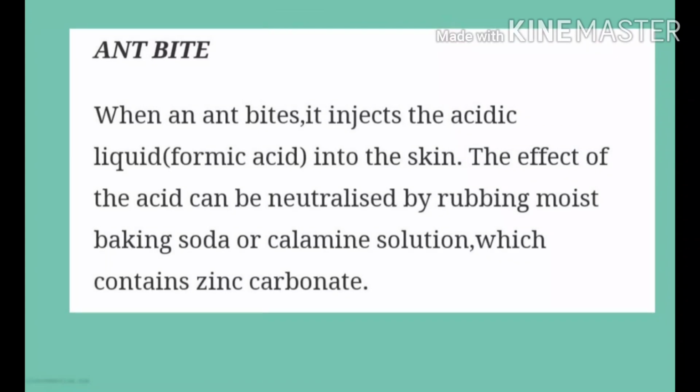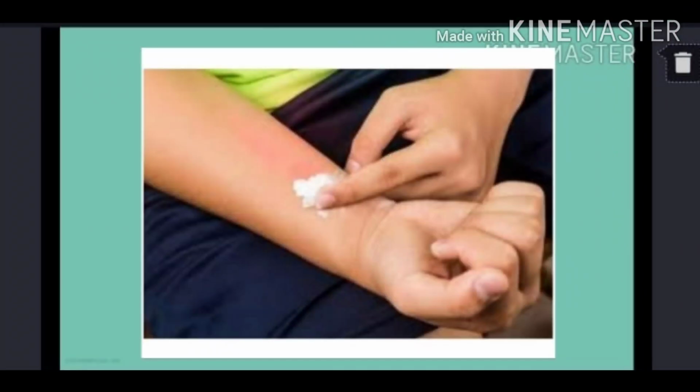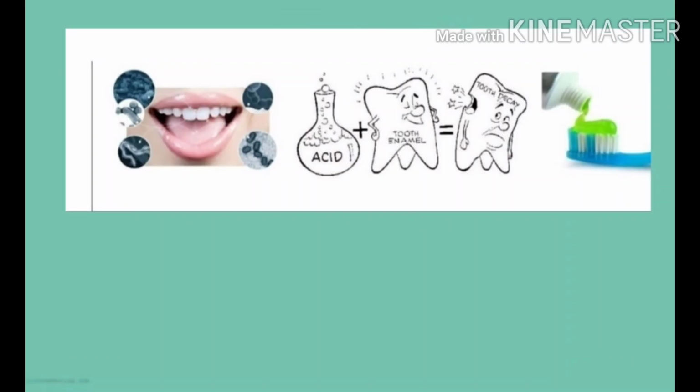Another example is the treatment of an ant bite. When an ant bites, it injects an acidic liquid, that is formic acid, into the skin, and it is very, very painful. Now this effect can be neutralized by rubbing moist baking soda or calamine solution or even lime, that is chuna, present at home, to neutralize the effect of formic acid.